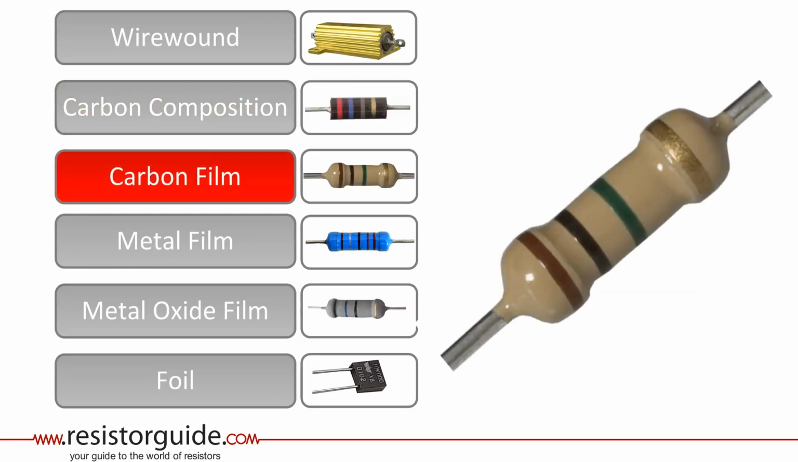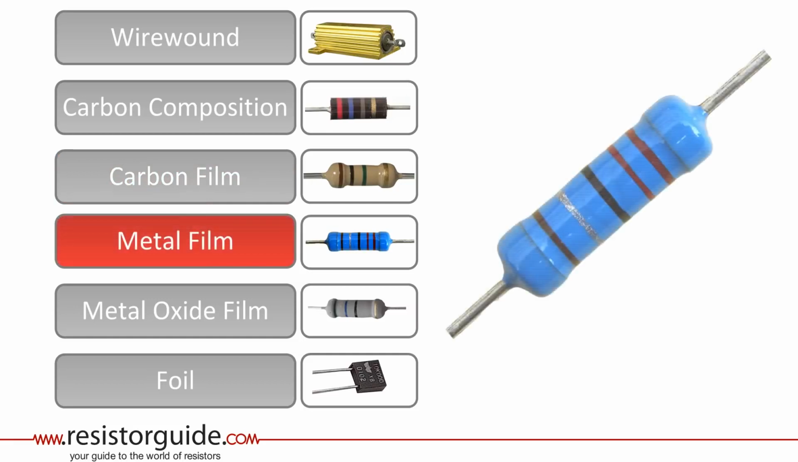Carbon film resistors are widely used today. They are made out of a non-conducting core with a thin carbon film around it. Carbon film resistors have a higher accuracy than carbon composition resistors, but have inferior properties compared to metal or metal oxide film.